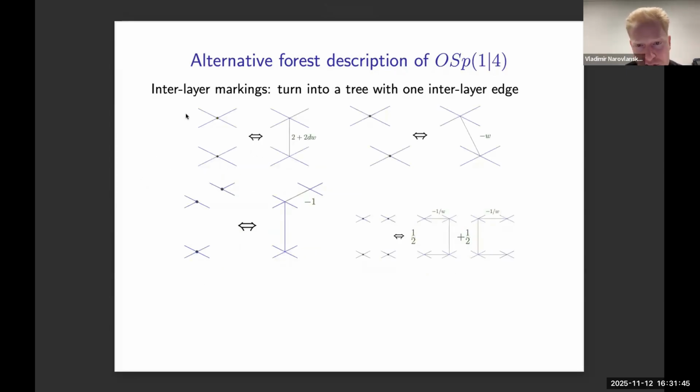Now, you have two layers, here the upper and the lower layer, and you can do the same thing. I'll just show one example. If you have a vertex here and a vertex in the lower layer, previously there were no edges connecting the two layers. Now you're going to introduce an edge that connects the two layers. But now the marking is just this guy, and that's it.